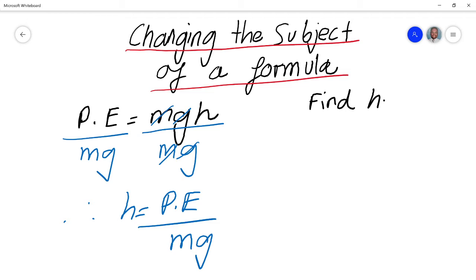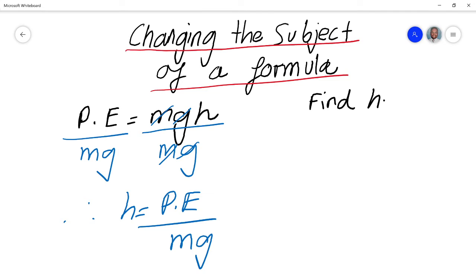So you can see when you're solving these questions, we need to be familiar with changing the subject of the formula. Some textbooks call it changing the subject of the formula; other textbooks refer to it as algebraic manipulation. We're manipulating to find another variable. In this case, we're finding h, which is potential energy over mg. That's how we work through manipulations using potential energy.